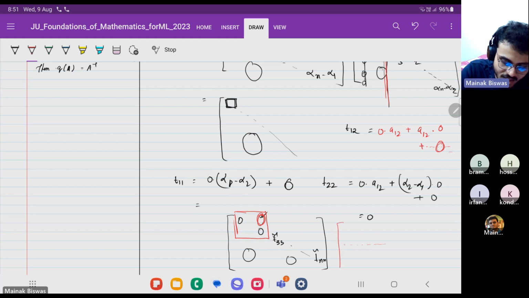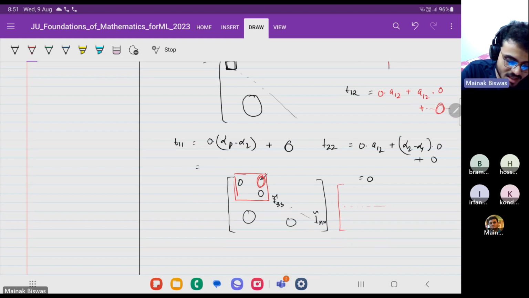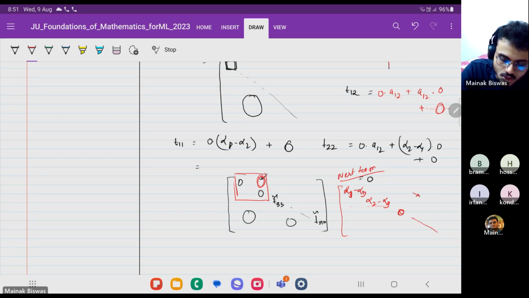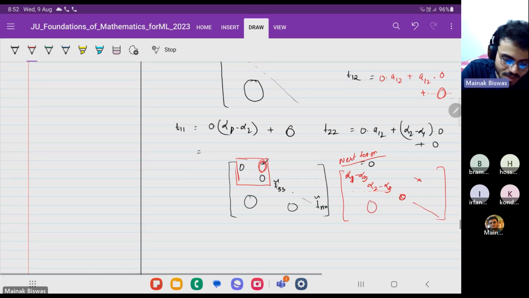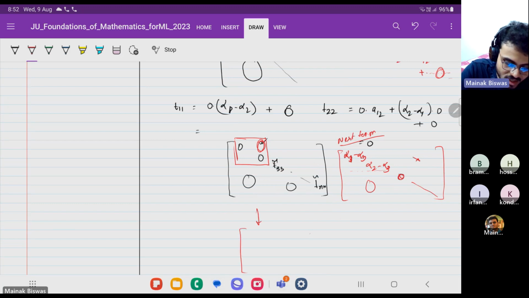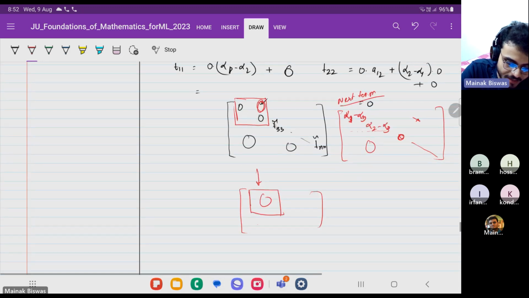So next one I will be having a next term, right? Next term, I'll write here, next term will be what? Can you tell me what is the next term? So you will have 3 zeros along the diagonal and the rest are zero. Correct, good. So alpha 3, alpha 2 minus alpha 3, and then 0, and then so on. So once you multiply this, what will happen? By induction, you will have a block of 3 zeros. This will become 0, and this will become this, and then you will have all the rest terms.